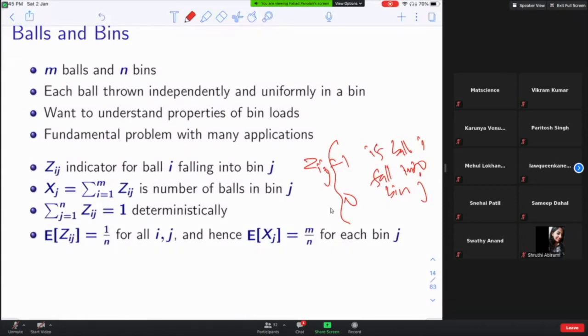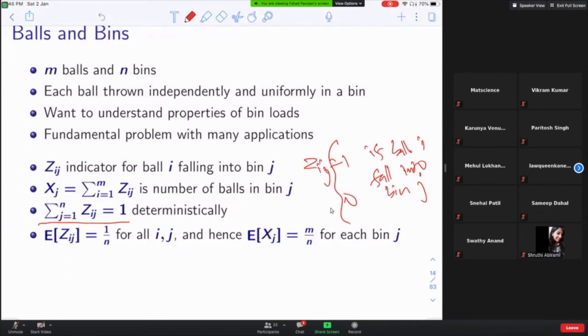What about the other way around? What is the second line, the summation over j going from 1 to n of Zij? That quantity will always be 1, because you pick the ith ball and put it in one of the bins. So one of the Zij will be equal to 1 and the rest of them will be 0. So this quantity is deterministically equal to 1. In case of any doubt, please interrupt and ask.